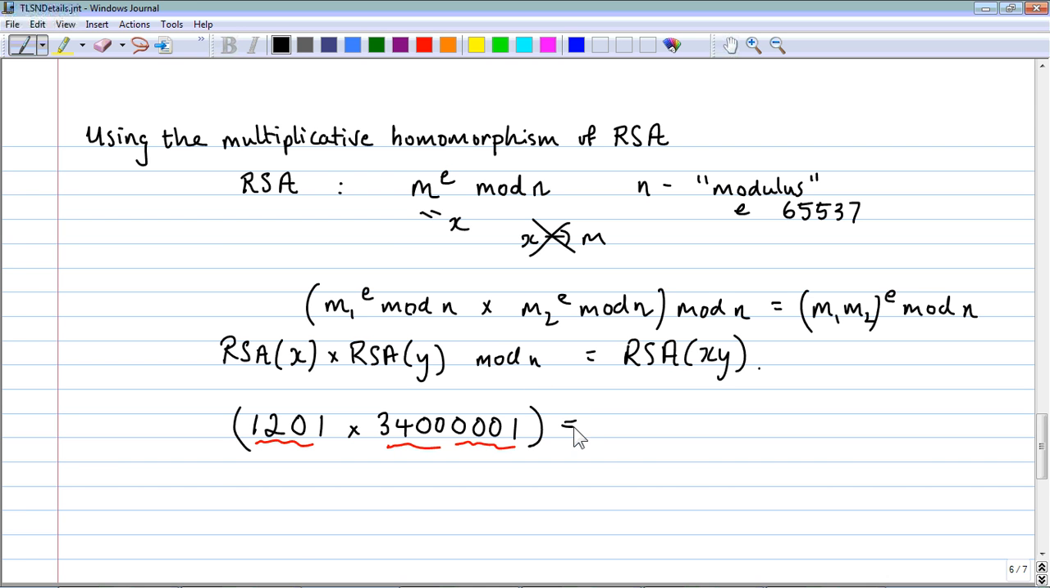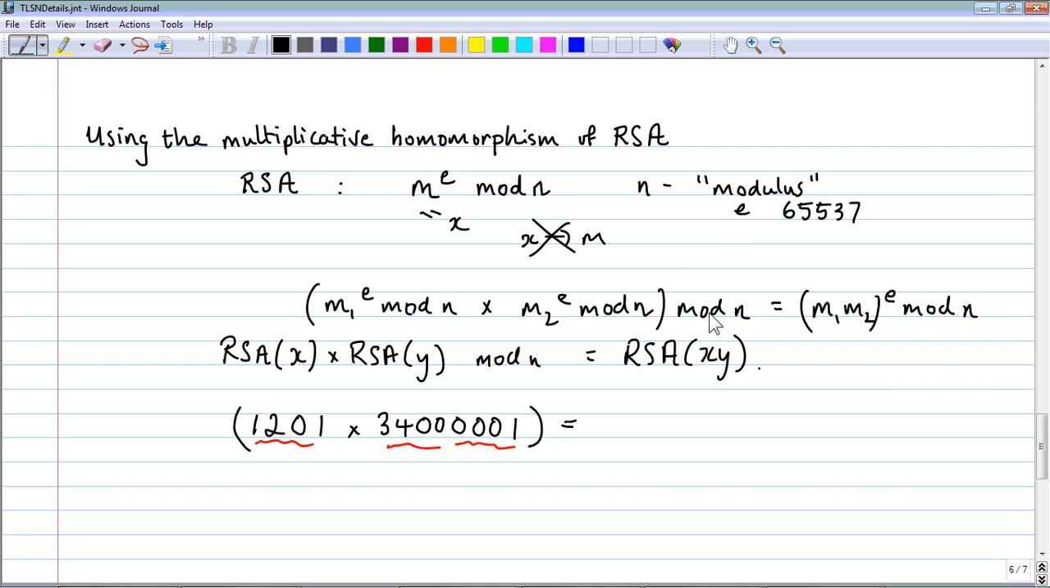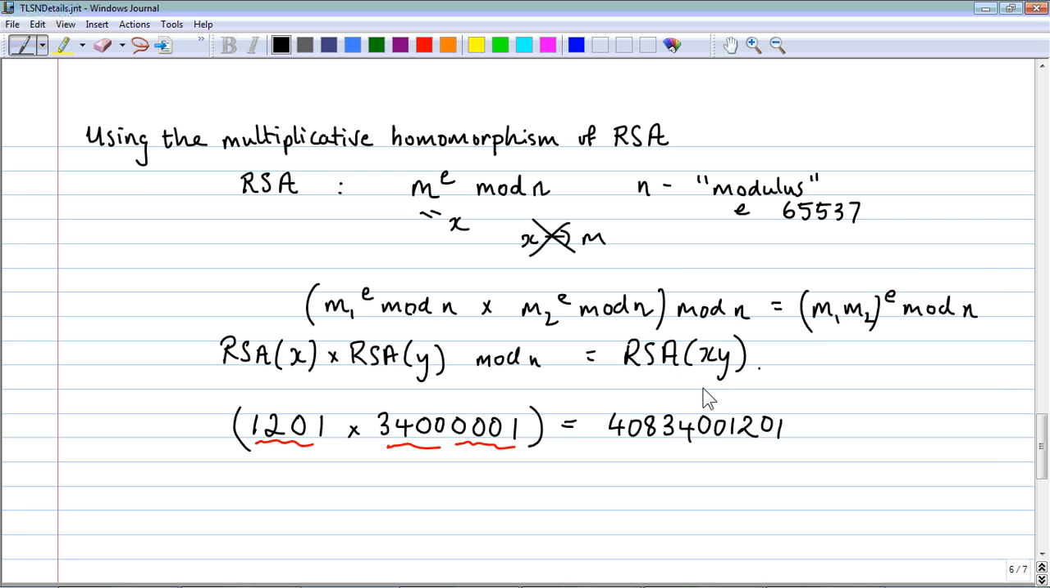and the result is, let me just read it again. 408, so we get 408 3400 1201, and let me just double check. Yeah. So I hope you can see that there's something very nice about this. The last 4 digits have not changed from here. Oops, that's supposed to be an arrow. Anyway, and these 4 digits have been preserved exactly here.